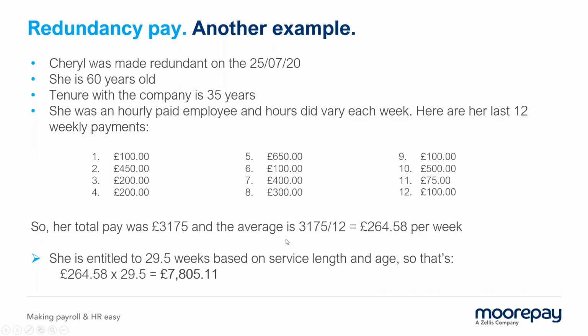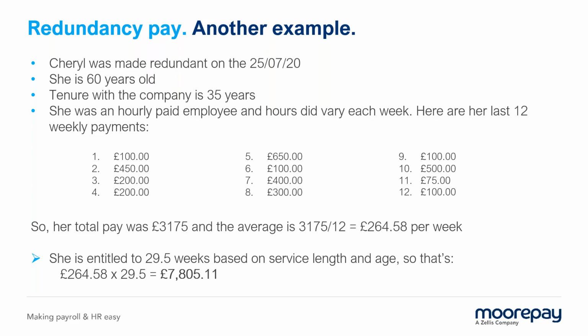To give you another example, this one would be for an employee that is variable paid. So this employee was made redundant on the 25th of July 2020. She's 60 years old and she's worked with the company for 35 years. As this employee is hourly paid and her hours varied each week, we need to look at the last 12 weekly payments to work out the average.